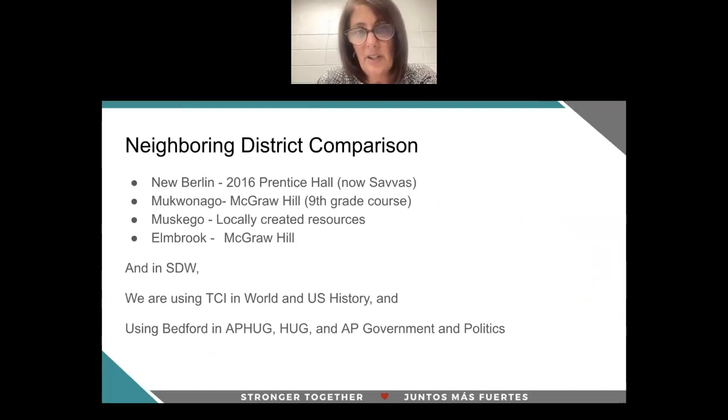As far as neighboring districts, a comparison here, and it is similar to the econ as well, the most common one we found was McGraw-Hill. Several had locally created resources as we do now. And then I just wanted to reiterate that at the high school level right now in social studies, we are using TCI for 10th grade and 11th grade, so 10th grade world history and 11th grade US history. And they're using the Bedford, BFW publishers for AP Hug and regular Hug at the freshman level and AP Government and Politics.